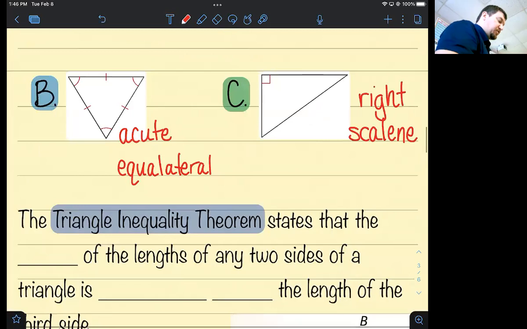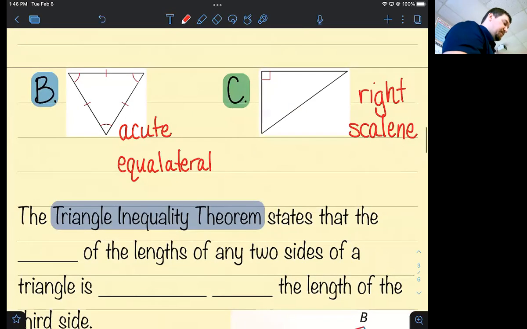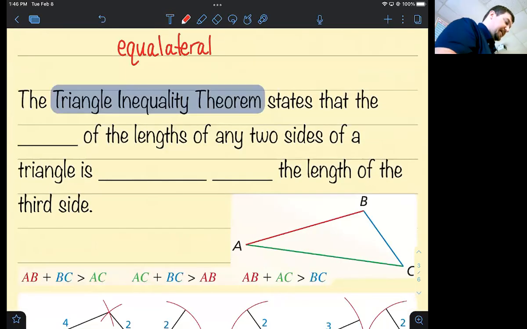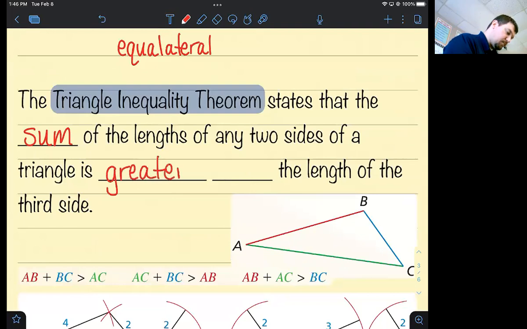All right, now to the triangle inequality theorem, which I've already mentioned, but now we have it in writing. It states that the sum of the lengths of any 2 sides, I usually just say the shorter sides, but any 2 sides of a triangle is greater than, there's your inequality symbol, the length of the 3rd side. So again, I usually say the 2 smaller sides have to be greater than the 3rd side, the longest side. That's a way you could say it.